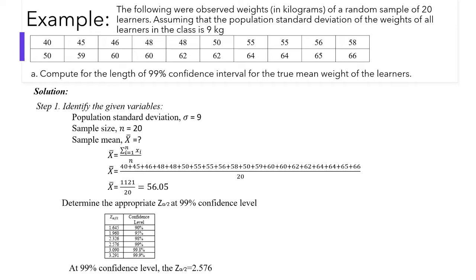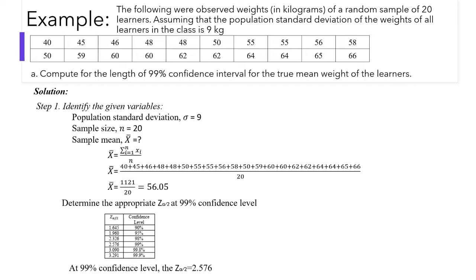Step 1. For our solution, identify the given variables. We have a population standard deviation, that is sigma, equal to 9. Our sample size is n, that is equal to 20. Our sample mean x bar is unknown, so we will solve for the x bar, having a formula of summation of all x divided by n.